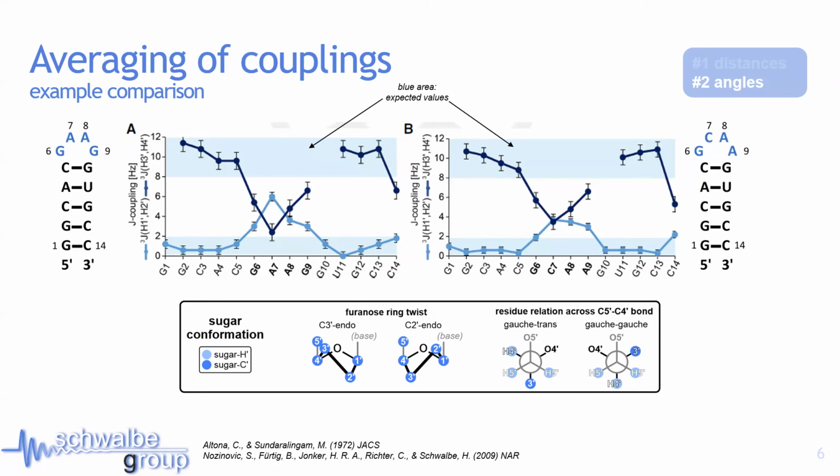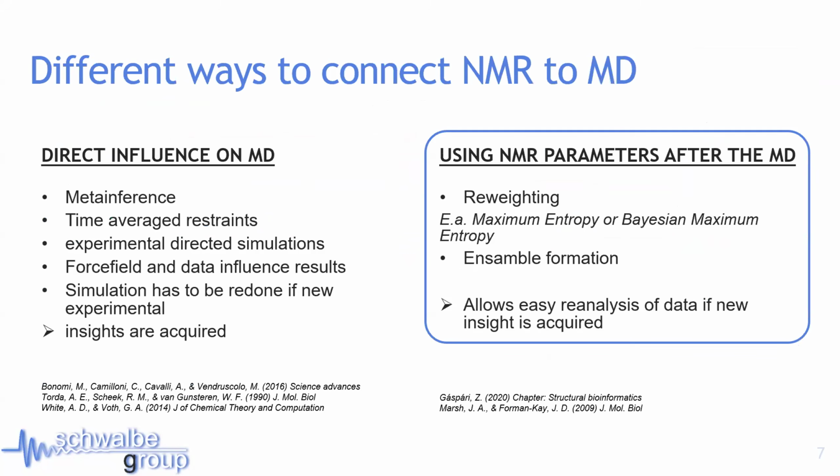And if we want to get the structure of an RNA, one thing we can do is connect our NMR data to MD simulations to get the average ensemble structure. We can either use restrained MD simulations, so we immediately take the NMR data, put it into the MD simulation, use it together with the force field, and then get an MD trajectory. The only problem with this is if you acquire new insights, you have to rerun the entire MD simulation because it was already predetermined by experimental data.